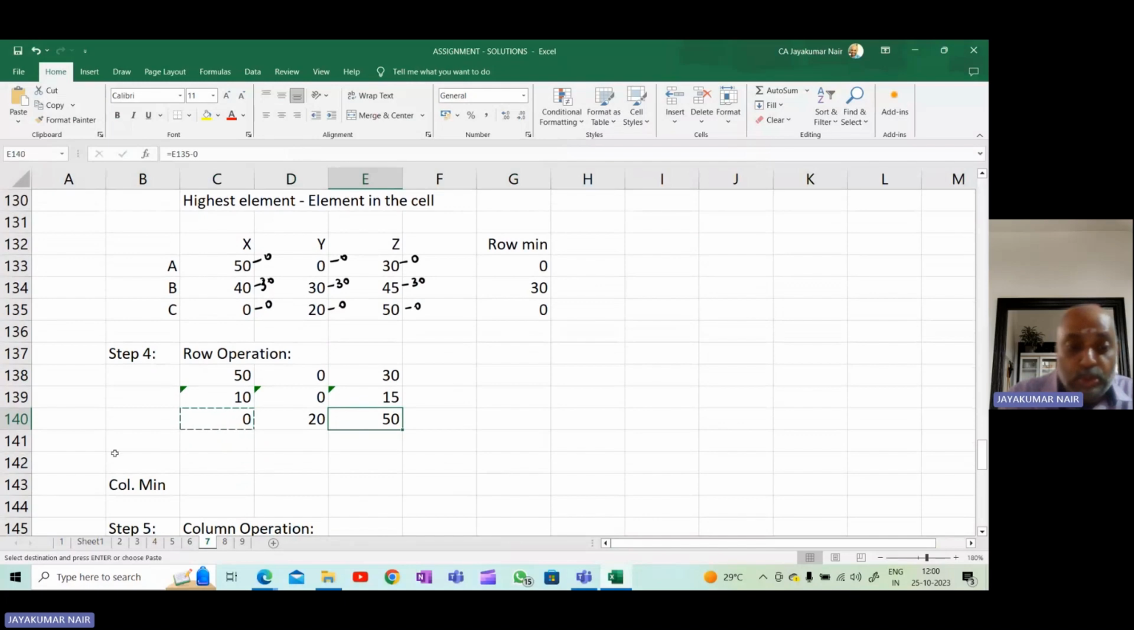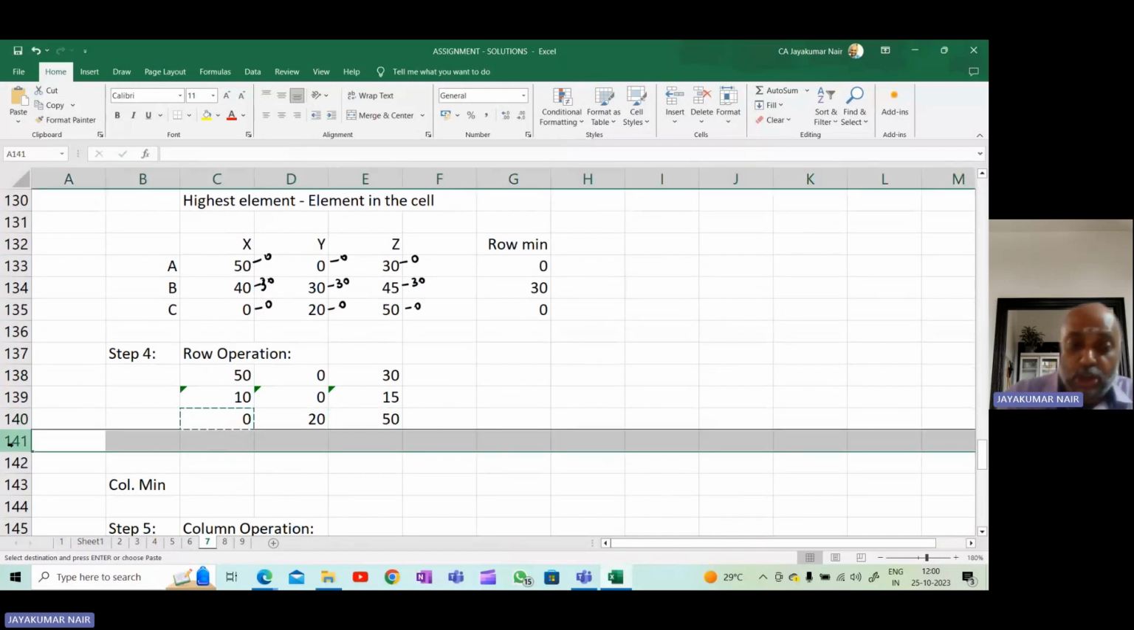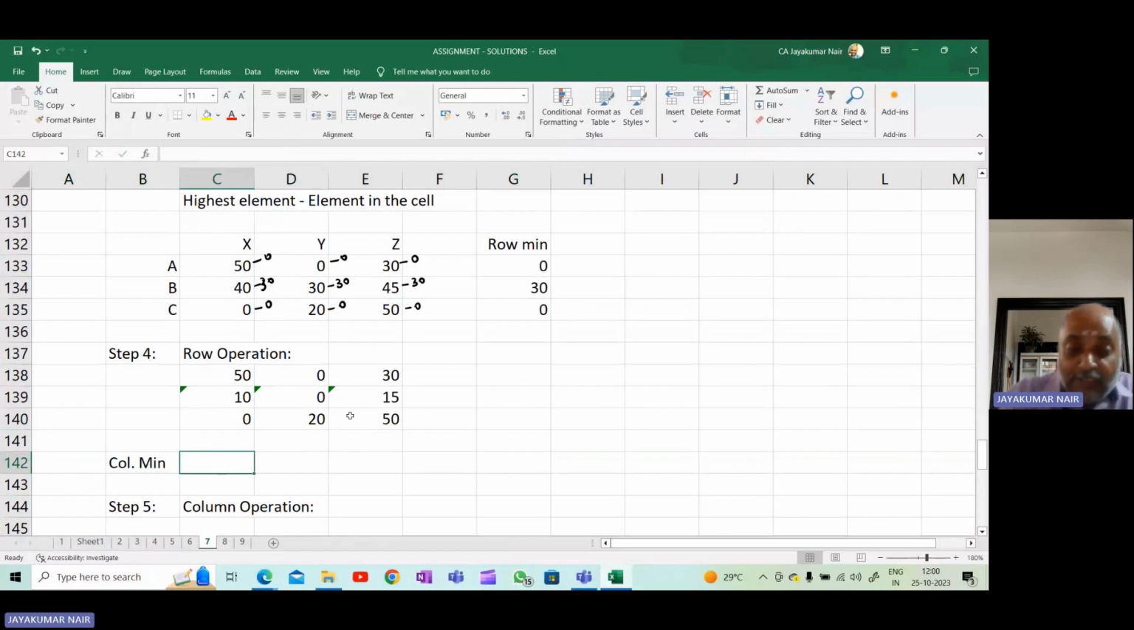Now, after you do this, you have to do the column operation. To do the column operation, what should you do? First, see the first column. See what is the least element in the first column. First column, the least value is 0. Now come to the second column. See what is the least value. Least value is 0. Come to the third column. See what is the least value. It is 15. So write here 15.